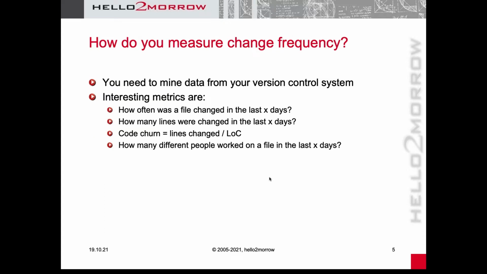And the next question, how do you measure change frequency? For that, you need to access the data in your version control system. Your version control system actually has a treasure of data that is very interesting for looking at your project. So a couple of metrics we can derive from the version control system. How often was a file changed in the last X days? Or how many lines were changed in the last X days? Then you can compute the code churn rate, which is basically lines changed divided by lines of code, and how many different people worked on a file in the last X days. All interesting data, and you can extract it all from your version control system.